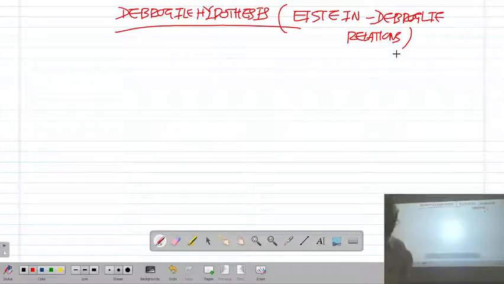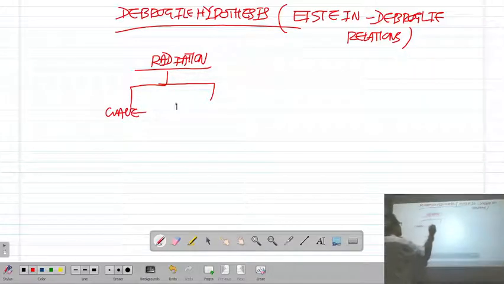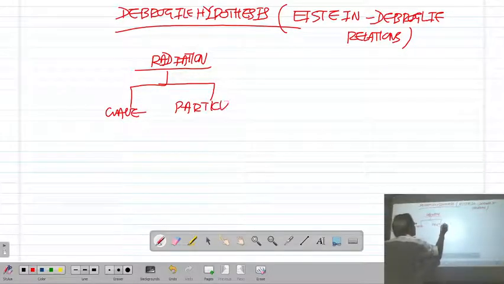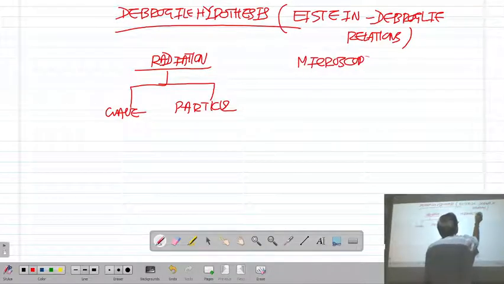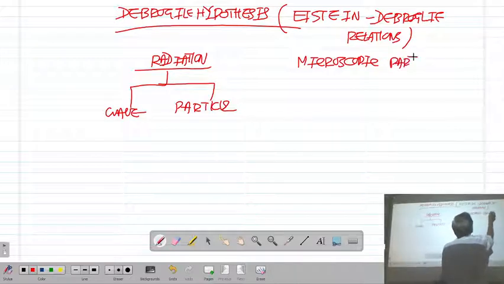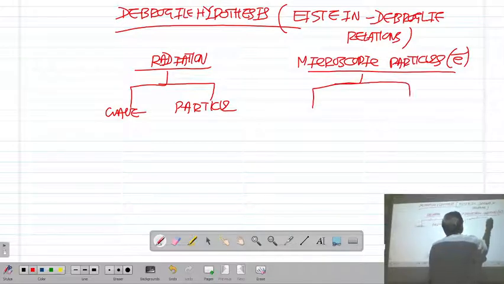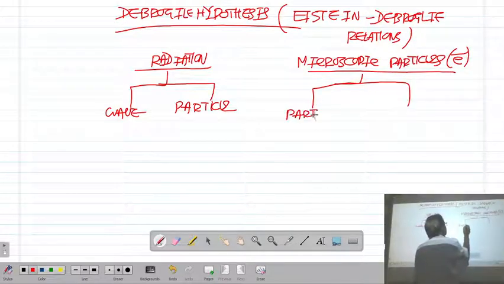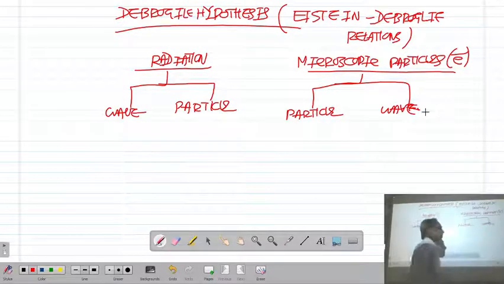Okay. Now, according to de Broglie, you know very well that radiation has a dual nature, wave nature and particle nature. Similarly, microscopic particles or matter like the electron also have dual nature, particle nature and wave nature. This is the de Broglie hypothesis which you have studied in physics and chemistry both, right?